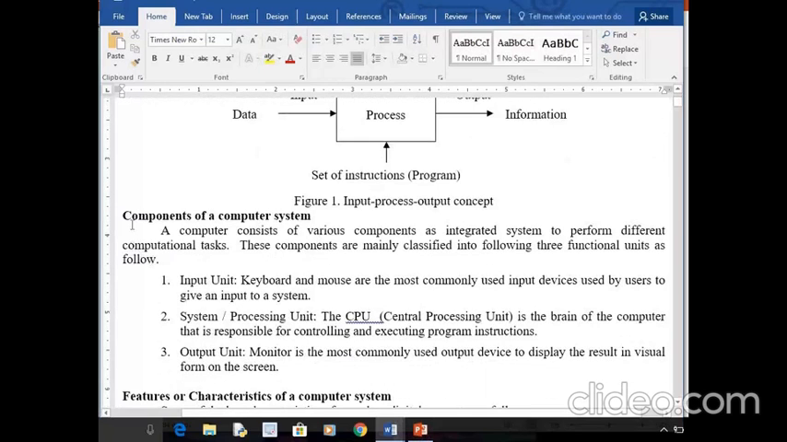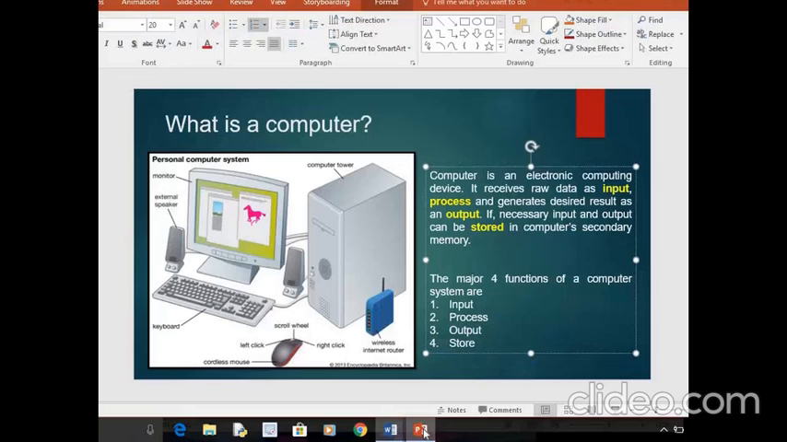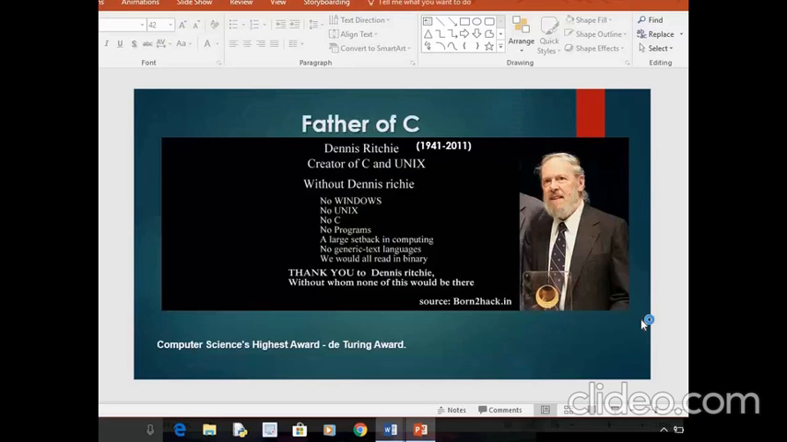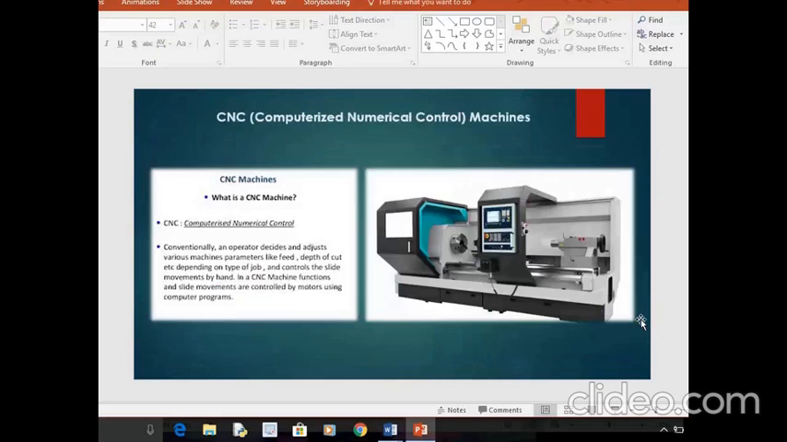Next one is components of a computer system. Our machine is made up of how many components? Can you tell me? Our machine is made up of n number of components. Not only these, inside this cabinet, n number of components are there. Yes, you can see, for example, see here. Our machine is made up of how many components?